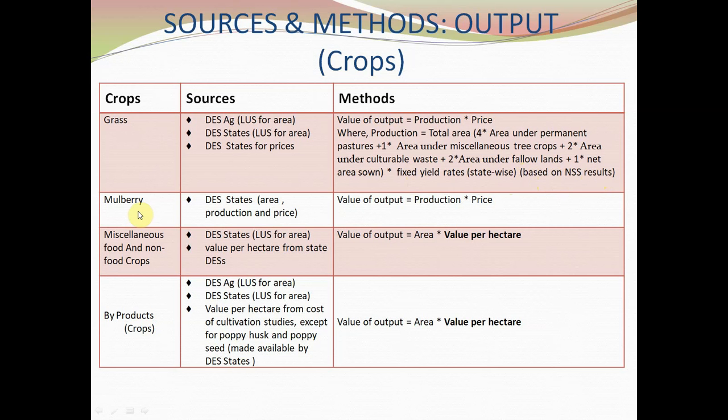Then total area is multiplied by fixed yield rates which are available statewide, and these data are based on NSS results. Then mulberry. For mulberry, area, production and prices, all things are provided by DES states. Value of output is calculated by using production into price.